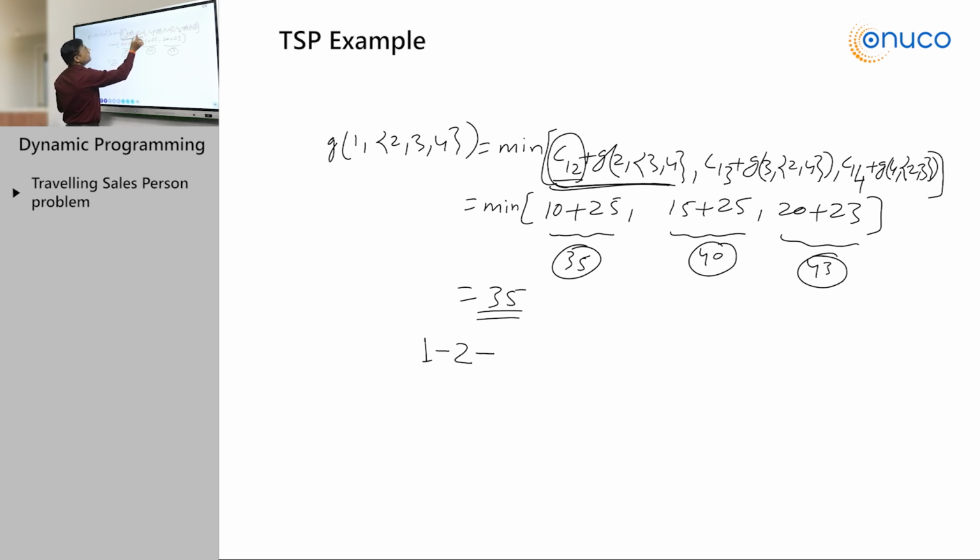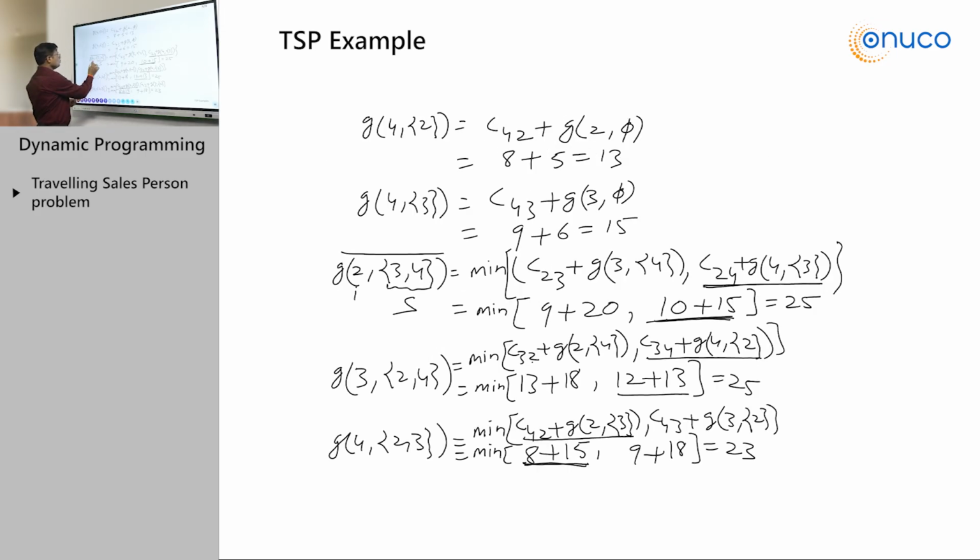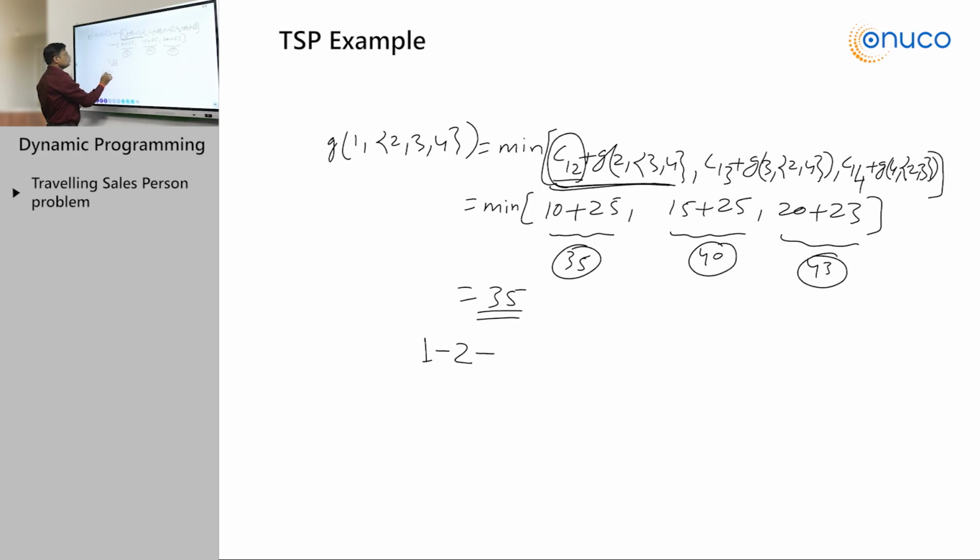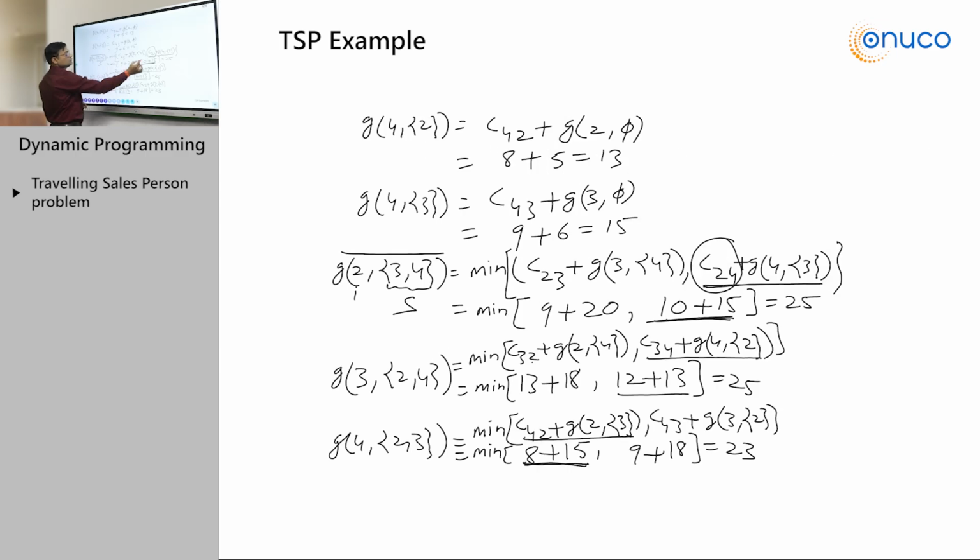Now we go and find G of 2, 3, 4. Among these, which is minimum? This part is minimum. Highlight this part. This is the constant part, G of 2, 3, 4. So we have 1 to 2 done. Now 2 to 4 is done. Now we are having it here.